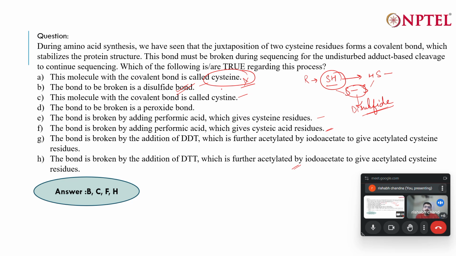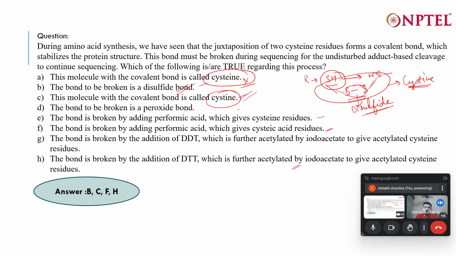Now, the molecule with the covalent bond is called cysteine. So when this molecule is formed that has a disulfide bond, these two cysteine molecules forming the disulfide bond are called cystine. That is a single molecule, because it is attached with a disulfide linkage. So yes, this option is also correct.